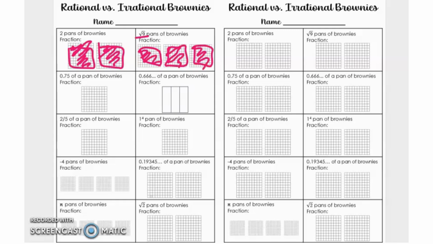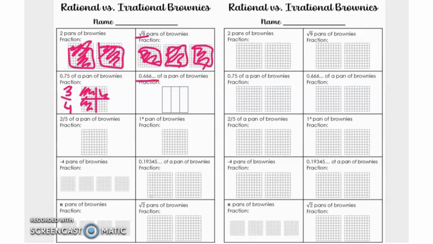All right, then we have 0 and 75 hundredths. 75 cents means we have 3 out of 4 quarters, or 3/4 of a dollar. So I can split this pan into 3 parts, and sorry, I'm drawing on my screen, so this isn't as precise, and I'm going to shade in 3 parts. That was pretty easy.